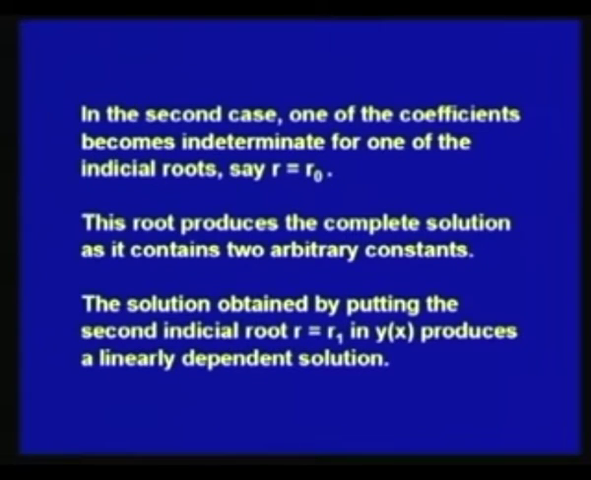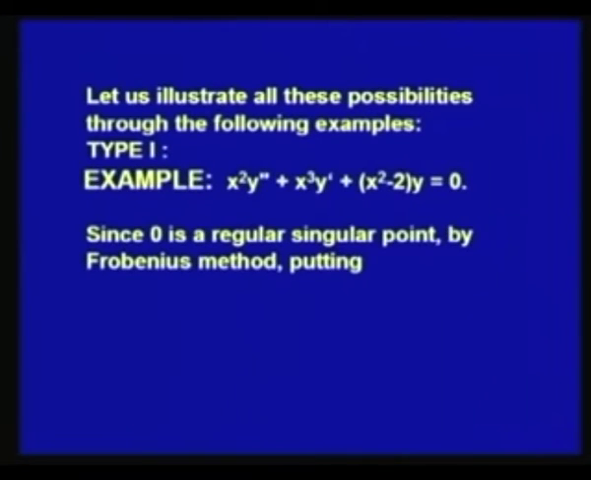The solution obtained by putting the second initial root r equal to r1 minus n by x produces a linearly dependent solution. Let us now discuss these cases. Let us illustrate all these possibilities through the following examples. So, let us take an example of type 1.